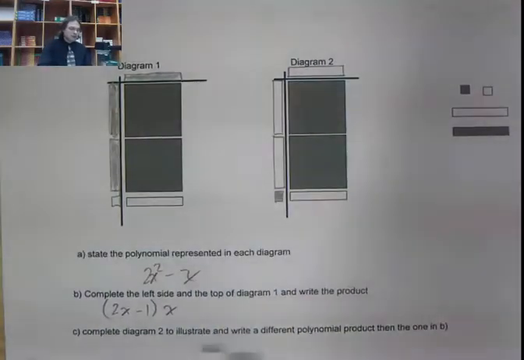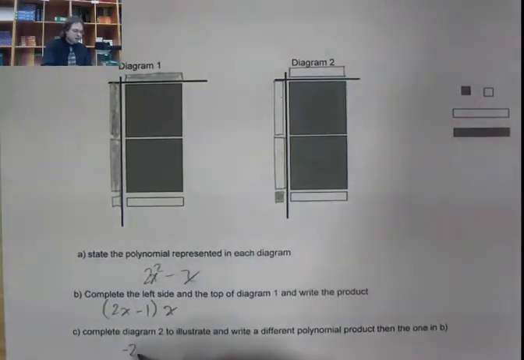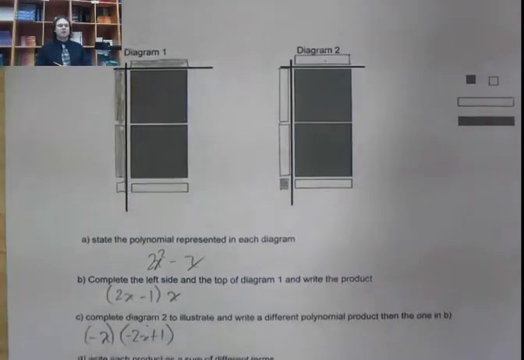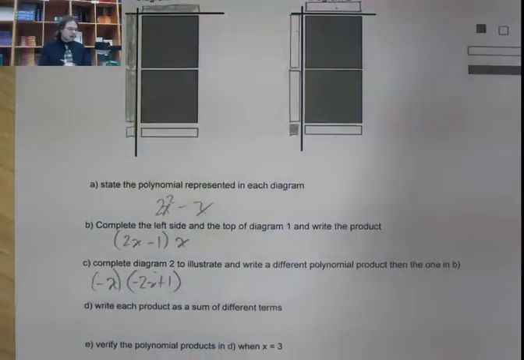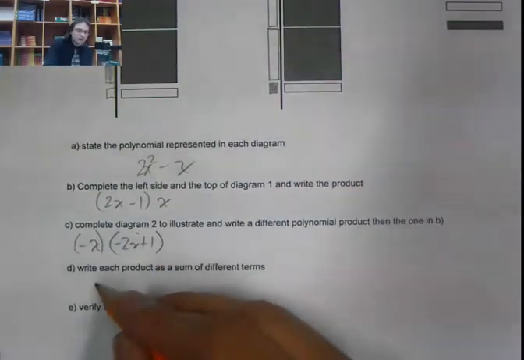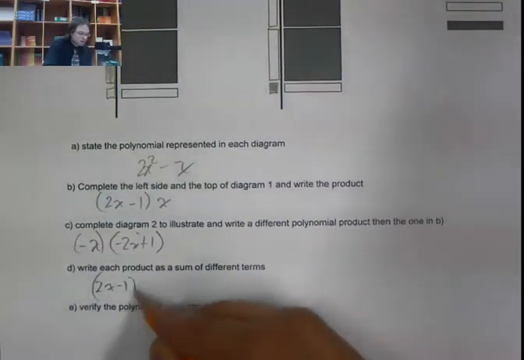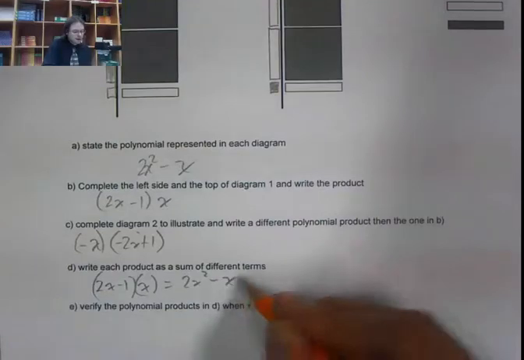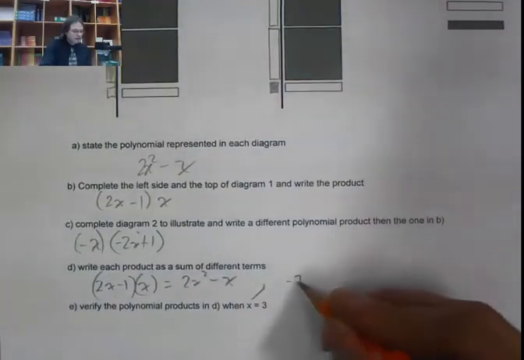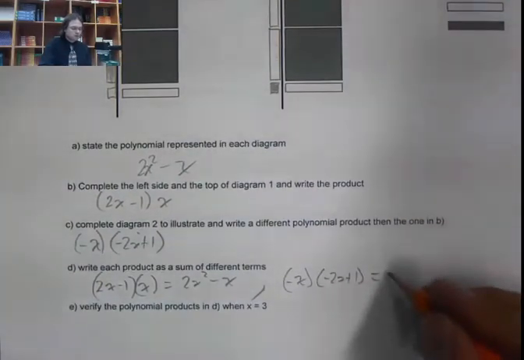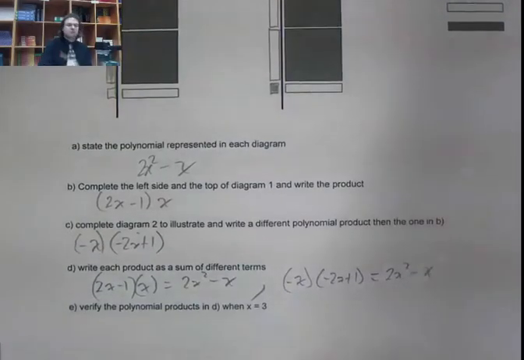Now we want to multiply diagram 2. What is it? I have negative 2x, and this is plus 1, and this is being multiplied by negative x. I just put that in front; I could have put that behind as well. Now write each as a sum of different terms. So each of these is: we have 2x subtract 1 multiplied by x is equal to 2x squared minus x. And the other one, for part 2, we have negative x multiplied by negative 2x plus 1 is equal to 2x squared minus x. So they are the same thing.